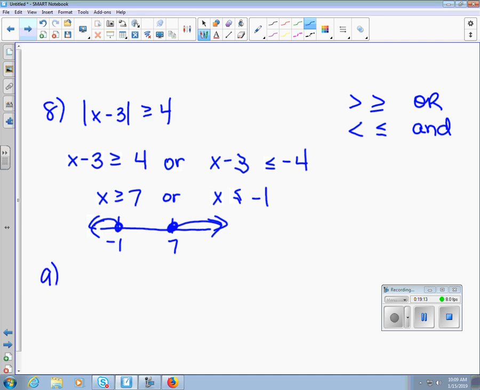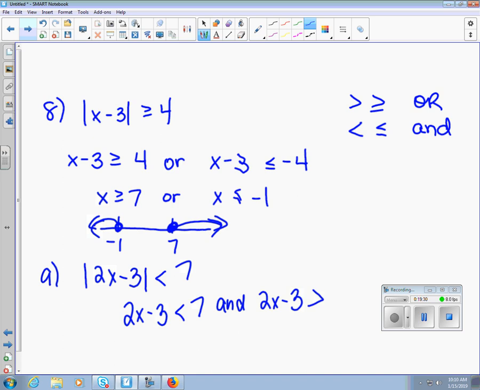And then for 9, it's a little bit different, not by much though. This time it's an and. So you're going to have 2x minus 3 is less than 7, and 2x minus 3 is greater than negative 7. Notice I flipped that sign. And then from there, just solve. Here I'd add 3 to get 2x is less than 10, so x is less than 5. This one we're going to add 3, so we get negative 4, divide by 2, x is greater than negative 2.